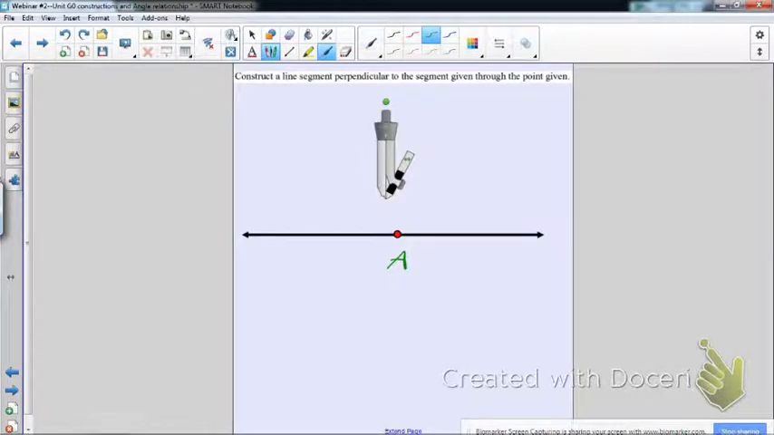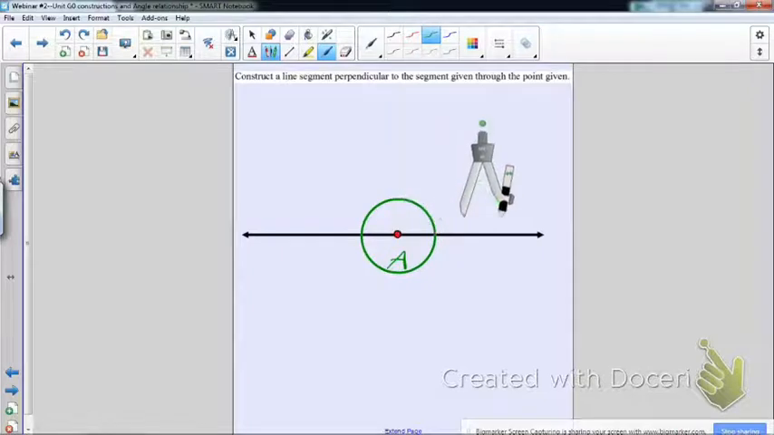Again, you're going to have to use your compass, and you are going to then create a circle, or a half length if you want to call it, or a radius if you want, that has this form. So I'm going to create a circle just so that you can see. When I do that, it gives me two new points. We'll label this point B, and we'll label this point C.